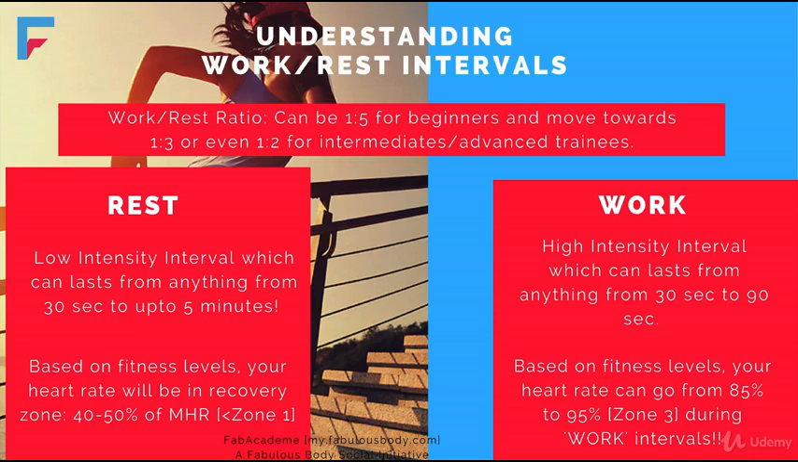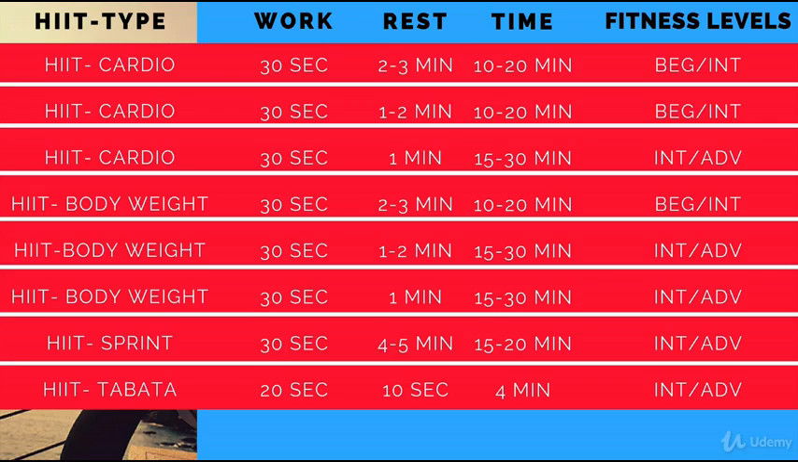So sprint is only reserved for intermediate or advanced trainees, and you need to do a proper warm-up protocol before you can engage in sprints. As I mentioned, if you're a beginner, always start with HIIT cardio. You can do a work of 30 seconds, and then rest anything from 1 minute up to 3 minutes, and the total duration should be between 10 and 20 minutes. It can be around 30 minutes if you are an intermediate or advanced trainee. I have attached a video of HIIT cardio on a recumbent cycle, so you might want to watch it after listening to this presentation.